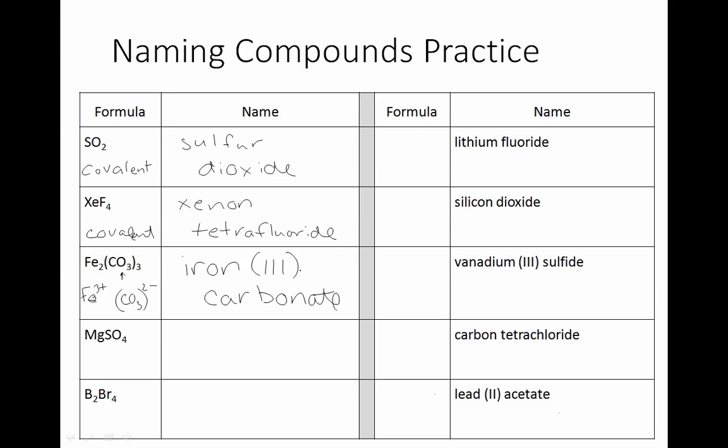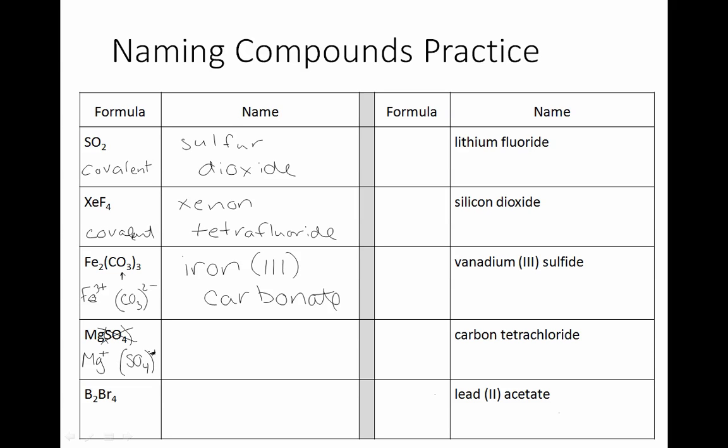Good. Now the next one, magnesium, and then sulfur, and then oxygen. Once again, polyatomic. So let's figure out what those charges are. Let's reverse cross them. So we've got magnesium plus, and then SO4 plus.